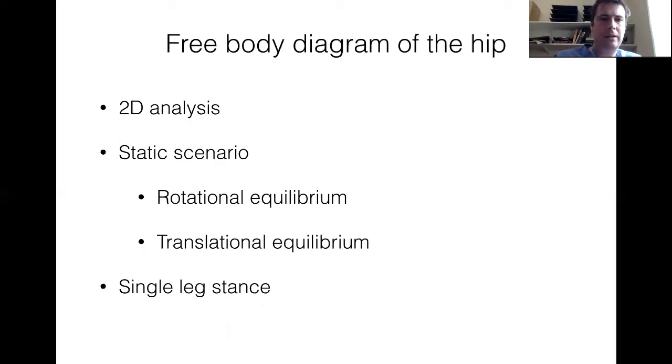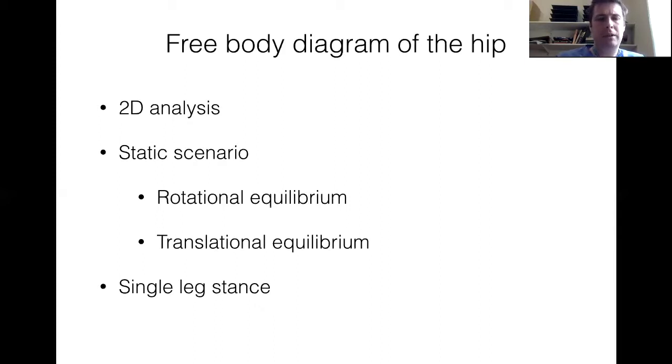So now we've been through all that, we can now move on to the free body diagram of the hip. Things we have to recognise about these free body diagrams is that it's a 2D analysis of a hip. It's a very simplified diagram, and it's a static scenario. Because it's static, we have to accept that there is rotational equilibrium and there's also translational equilibrium.